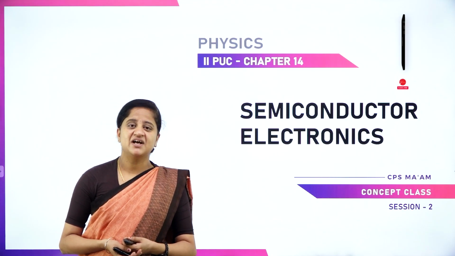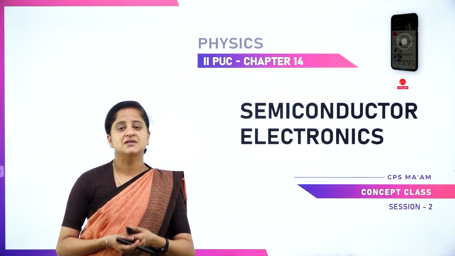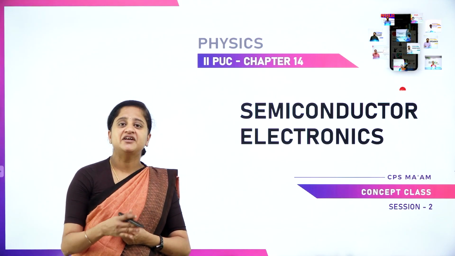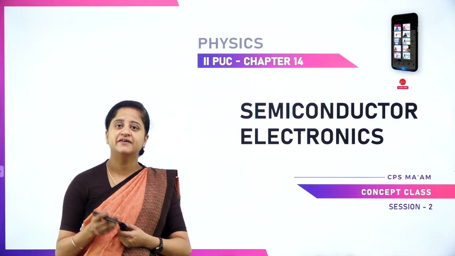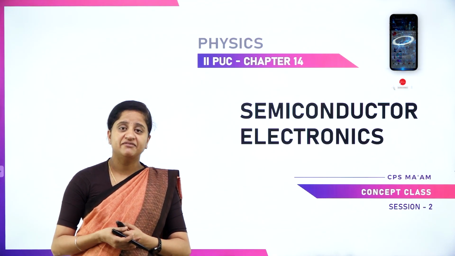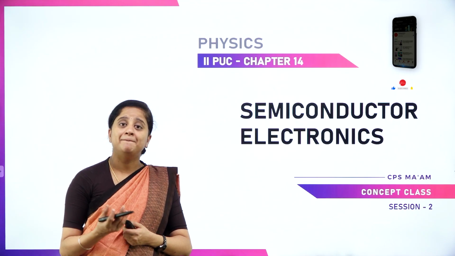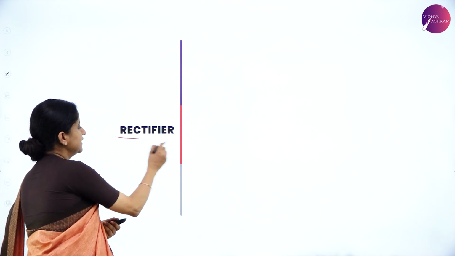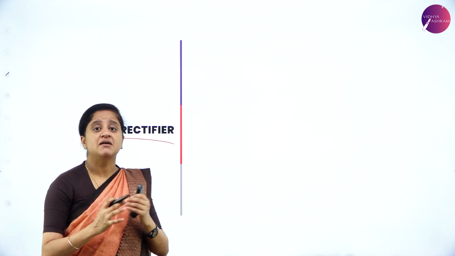In the last session, we studied about electronic circuits, the PN junction diode, and also the difference between vacuum tubes and diode. What are the advantages of diode over the vacuum tubes? Also many more basic things regarding semiconductors and electronics. In this session, we shall study about the next topic, that is the rectifier. Another important concept, the rectifier.